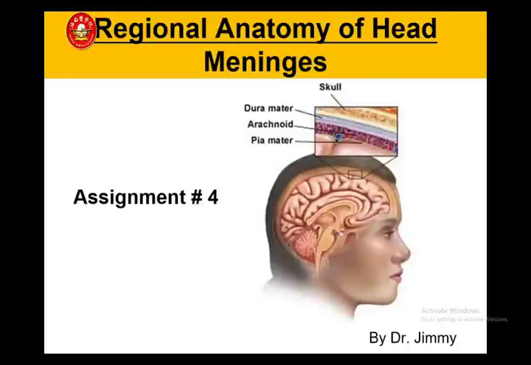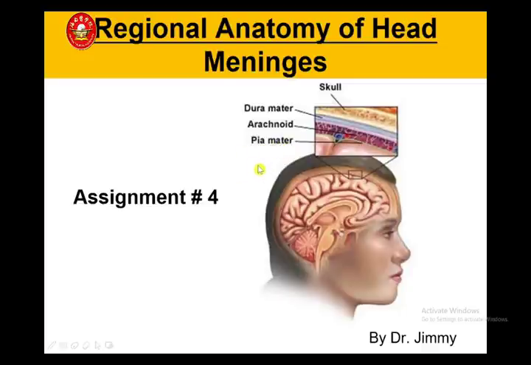Okay, students, today we're going to talk about the anatomy of the head, in which our topic is the meninges. The brain, as well as the spinal cord, is surrounded by three layers of membranes, what we call the meninges: a tough outer layer, which we call the dura mater, a delicate middle layer, which we call the arachnoid mater, and a thin layer firmly attached to the surface of the brain, which we call the pia mater.